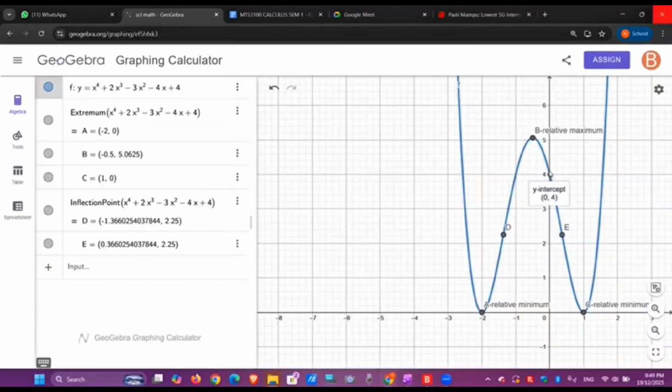And the last one, the y-intercept at 0 and 4. X-intercept negative 2, 0 and 1, 0. That's all from my part.